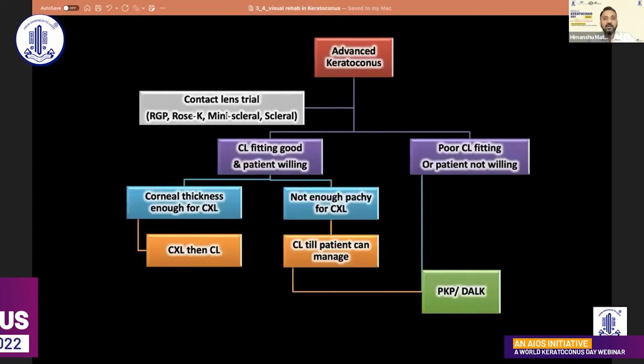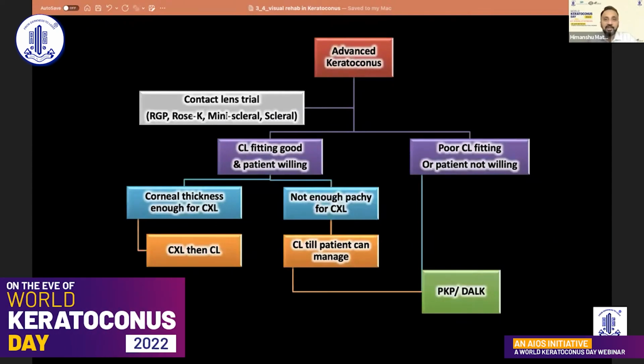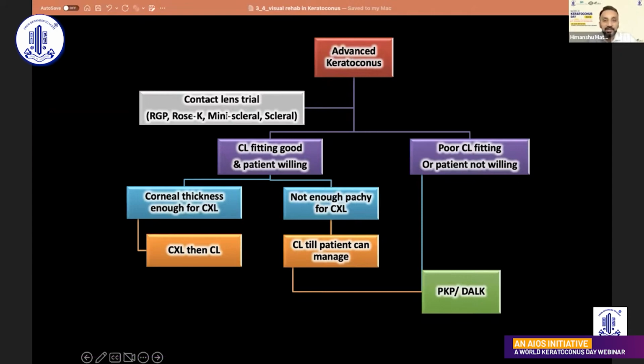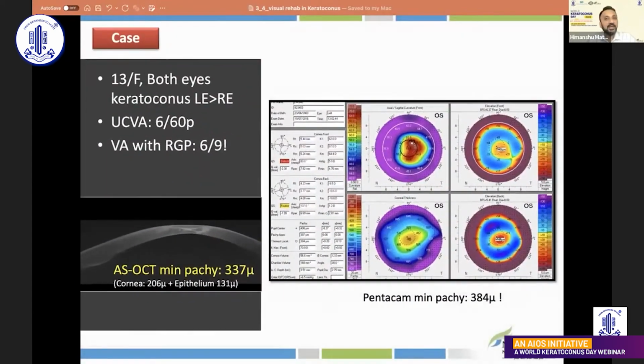Now, where does contact lens fit into the entire thing? Well, it fits when the cone is very advanced and when the cornea is irregular. And if we are able to do cross linking in this cornea, we surely should go ahead and do cross linking and then use the contact lens. If the cornea is not thick enough to do the cross linking, we can still use contact lens till we go for the definitive treatment, like how Dr. Namrata said, corneal transplantation. So in most of these cases, we can actually fit the contact lens.